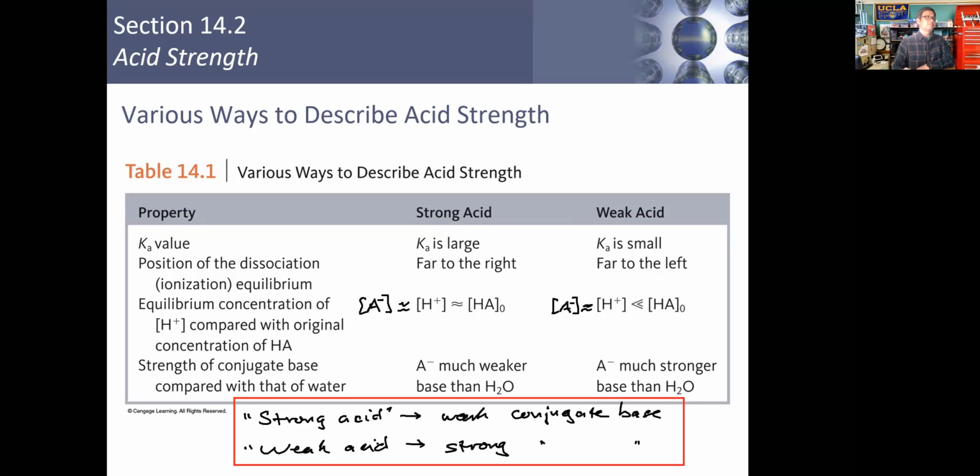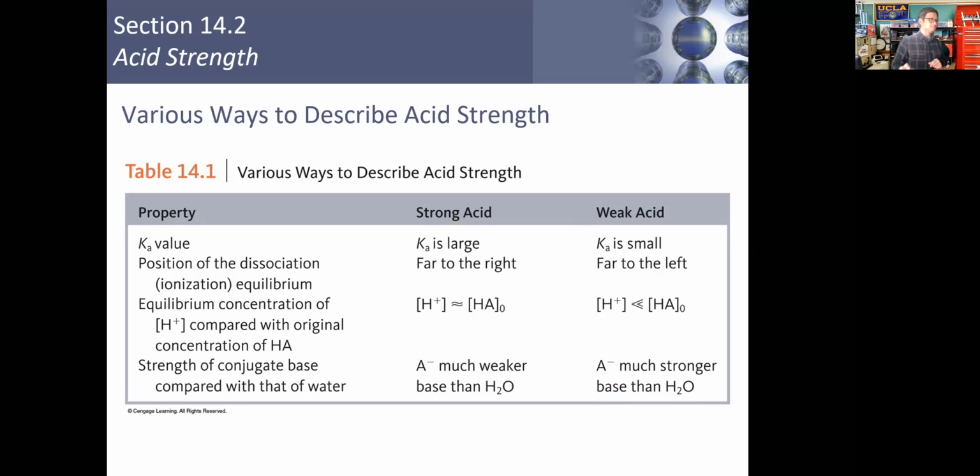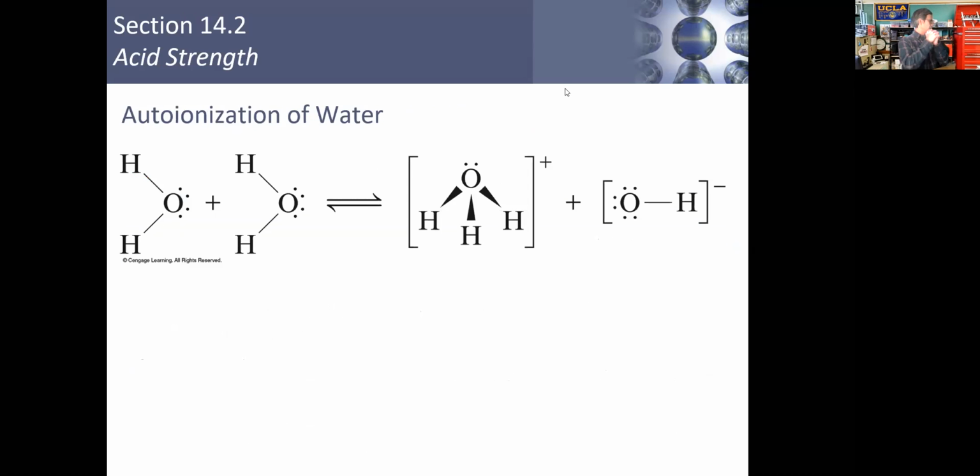All right. So with that said, I want to talk about how we can calculate acid strength and base strength. I want to talk about that in just a moment. But in order to do that, we have to talk about this process right here, the process that you see on the screen, which is what we refer to as the auto-ionization of water.